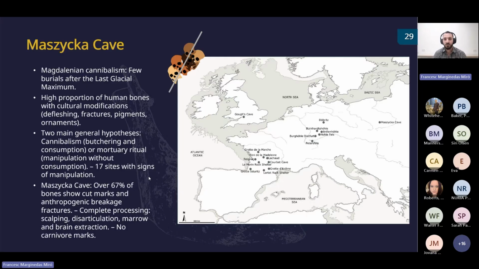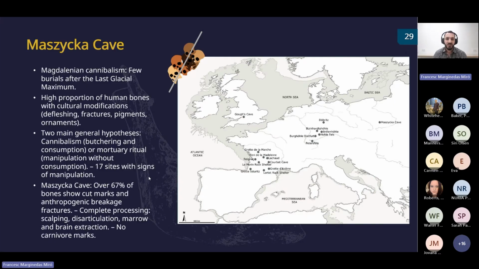So based on that, there are two general contexts proposed. One suggests that these contexts of manipulation are related to contexts of cannibalism, while others argue that they are mortuary rituals involving the manipulation, but without consumption. In total, there are 17 Magdalenian sites with signs of manipulation.